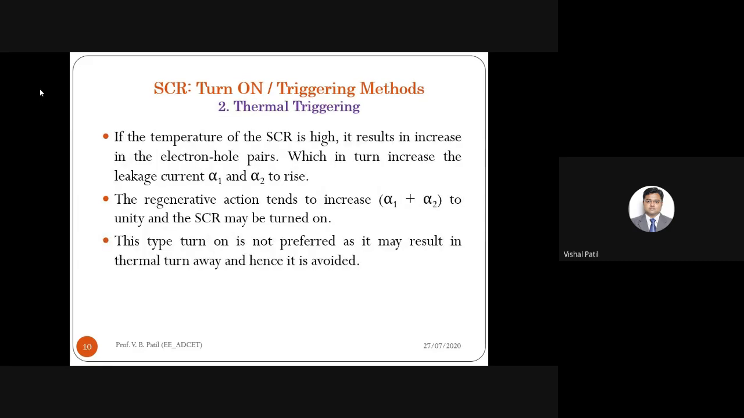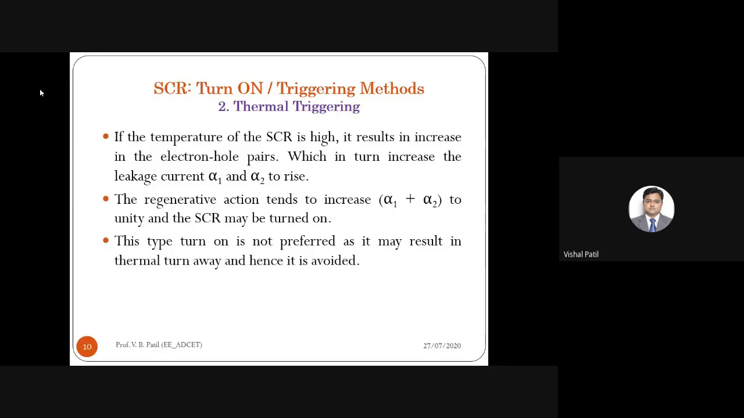If the temperature of the SCR is high, it results in an increase in electron hole pairs, which in turn increases the leakage current and causes alpha 1 and alpha 2 to rise. So current gain will increase. Internally, the two transistor model plays a vital role in thermal triggering. If there is an increase in temperature, it increases the electron hole pairs, which will increase the current gain. The regenerative action tends to increase alpha 1 plus alpha 2 to unity and the SCR may be turned on. So this is the method by which the SCR may be turned on.